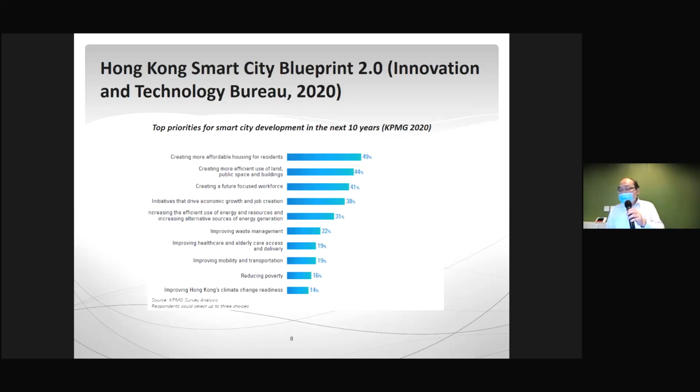Now, how does this relate to the smart city? The Smart City Blueprint 2.0 of Hong Kong said that the first two things that concern people most are the creation of housing for residents, and more efficient use of land, public space, and buildings. So my thesis will address these two major issues.